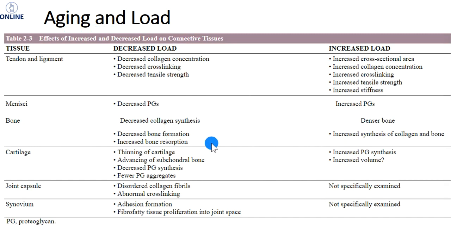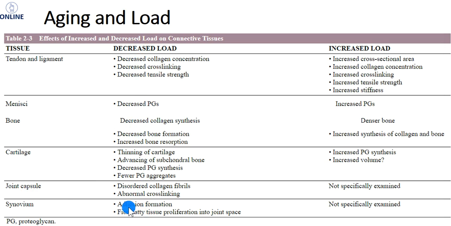So here's a nice little chart. It's good to know this chart. I'll give you some time to just look at the chart and to look at the different tissues. How does having a decreased load, becoming more sedentary or less active, however you'd like to phrase that, what happens to the tendons and ligaments? Okay, so you can see decreased, decreased, decreased, decreased. Throughout all these different structures, having a decreased load will cause decreased proteoglycans, decreased collagen synthesis, decreased, decreased, decreased.